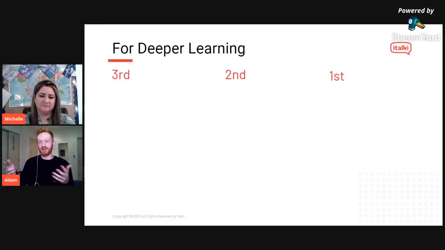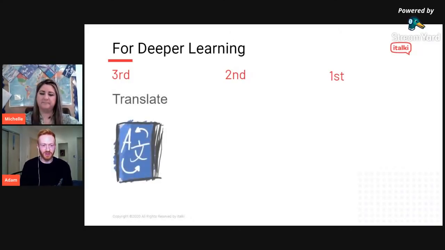So third, second, and first. Third being somewhat effective, but maybe you don't retain that information as much. And then first place being what you would want to aim for, ways of really retaining words and phrases and language as well. So if a student does not know a word or a phrase, the first thing that they will more than likely do, and I'm guilty of this myself, is to look for some sort of translation.